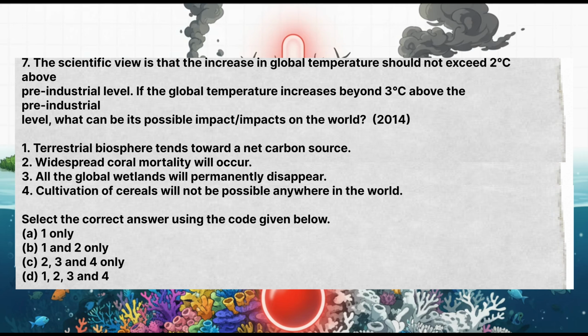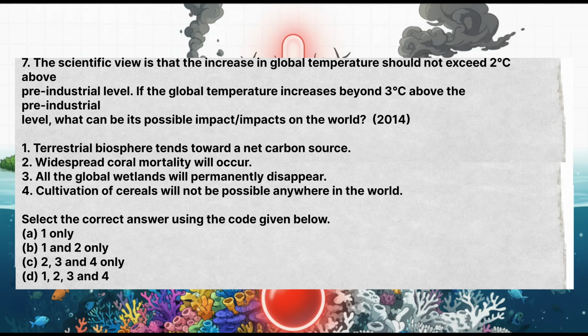The scientific view is that the increase in global temperature should not exceed 2 degrees Celsius above pre-industrial level. If the global temperature increases beyond 3 degrees Celsius above the pre-industrial level, what can be its possible impacts on the world? 1, Terrestrial biosphere tends toward a net carbon source. 2, Widespread coral mortality will occur. 3, All the global wetlands will permanently disappear. 4, Cultivation of cereals will not be possible anywhere in the world. Option A, 1 only. Option B, 1 and 2 only. Option C, 2, 3 and 4 only. Option D, 1, 2, 3 and 4.